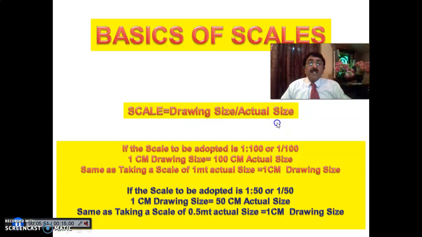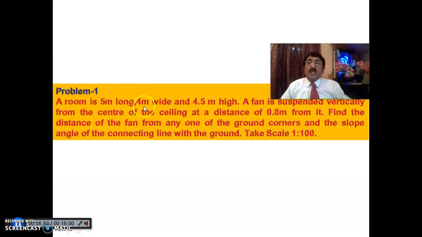Now you see here, a room is 5 meter long, 4 meter wide, and 4.5 meter high. A fan is suspended vertically from the center of the ceiling at a distance of 0.8 from it. Okay, from the ceiling it is hanging at a distance of 0.8 meters. Find the distance of the fan from any of the ground corners, and also find the slope angle of the connecting line with the ground.